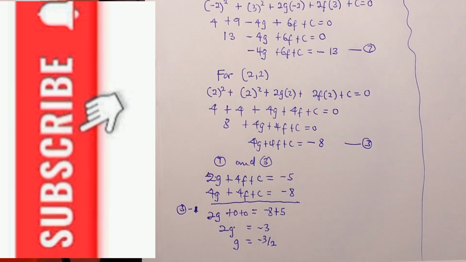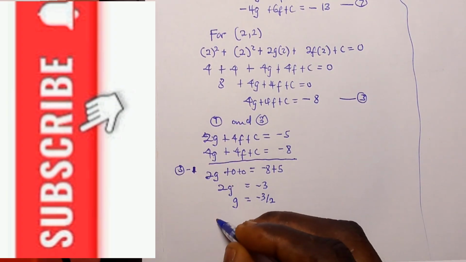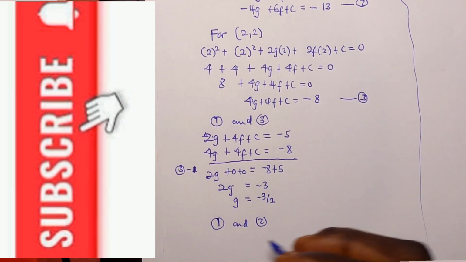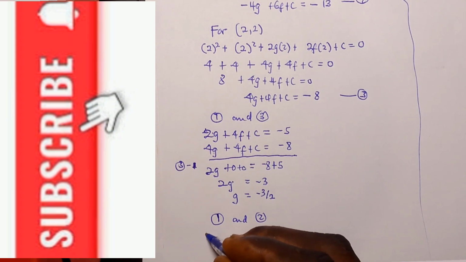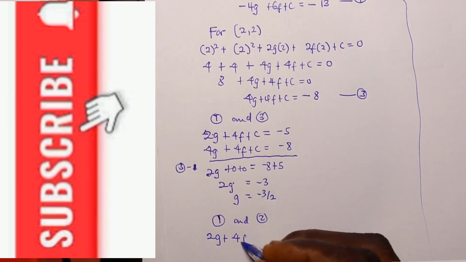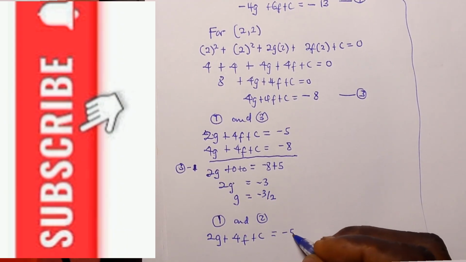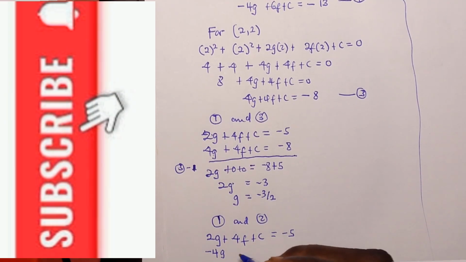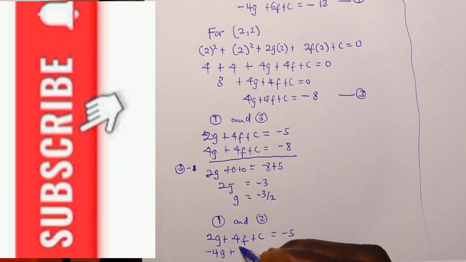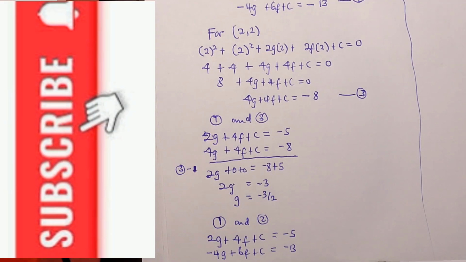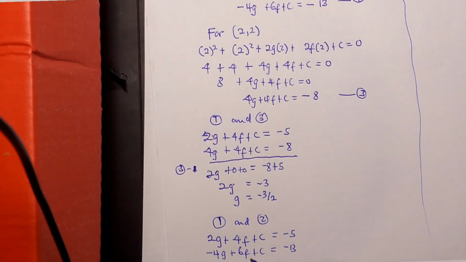So let's look at another equation. Let's say equation 1 and equation 2. Equation 1 is 2j plus 4f plus c is equal to negative 5. And then equation 2 is minus 4j plus 6f plus c is equal to minus 13. So this one too, we can subtract. Let's do the subtraction and see.